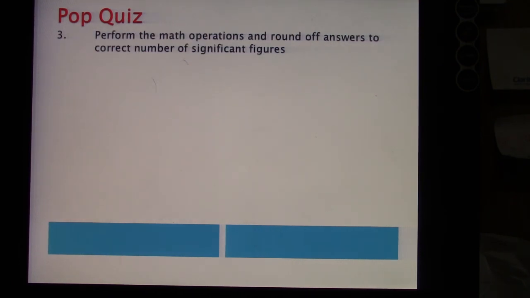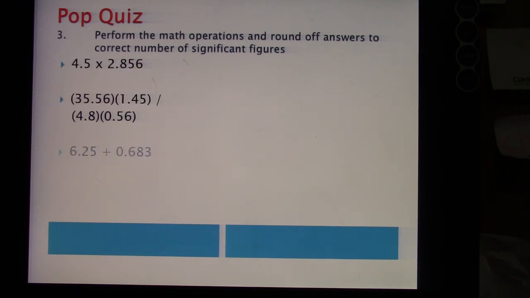Perform the math operations and round off answers to the correct number of significant digits. So do these. Tell me what your answers are. Take a minute, do those. Without doing the math in the first one, you don't have to do anything. 4.5 has 2 significant figures, 2.856 has 4, so the answer should only have 2. So do the calculation on the calculator. We're going to round it to 13 because that's only 2 sig figs.